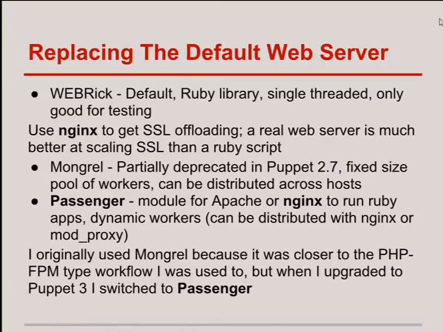So in our original deployment, which was Puppet 2.6, we used Mongrel. But when we upgraded to 3.1, I switched to Passenger because it was not clear how to make Mongrel work on the newer version.